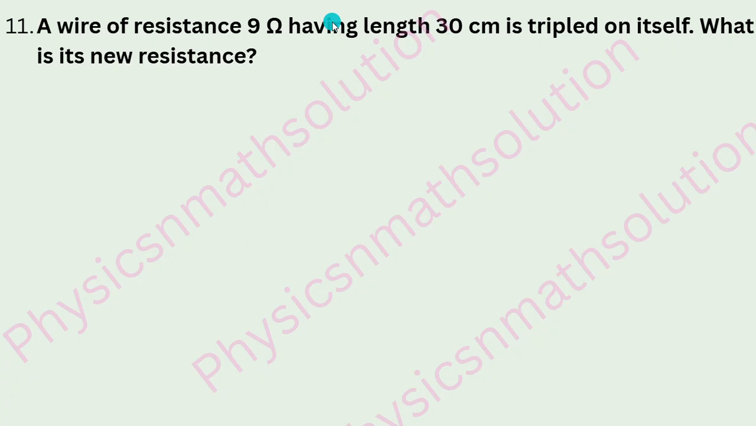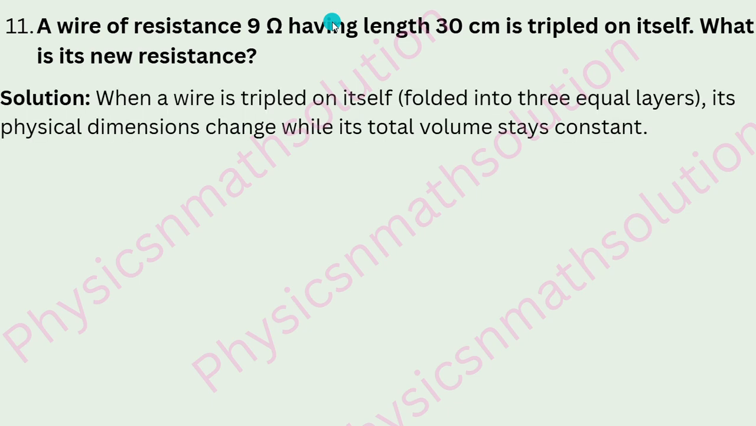So the initial resistance of the wire is given, which is 9 ohm, and the length is also given. Now they are saying the wire is tripled. It means the wire is folded 3 times. So what will be its new resistance? Okay. So when a wire is tripled on itself, what does it mean? Its physical dimensions change, but the volume stays constant because there is no change in the length of the wire. The length of the wire is the same, so its volume will be the same, but there will be a change in physical dimensions. Why the change in physical dimensions? Because the wire is folded 3 times, so its thickness will be greater than before.